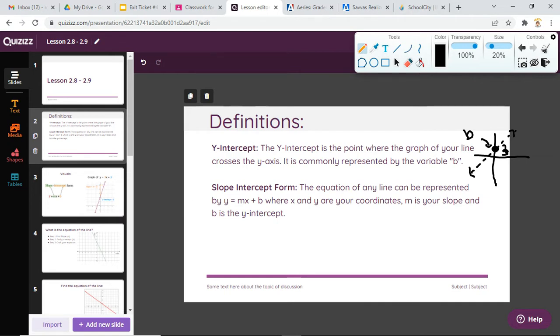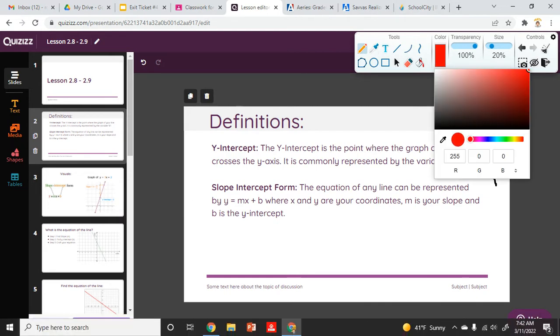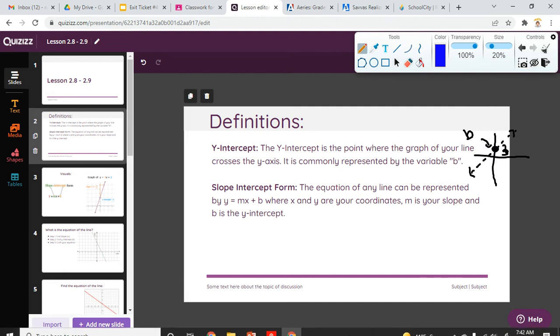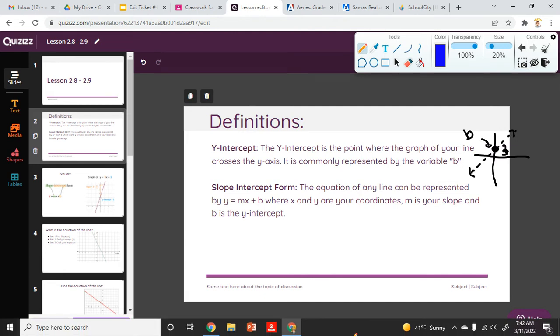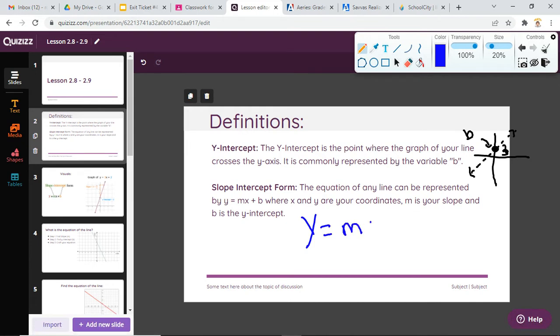Now the big concept today is slope-intercept form. The equation of any line can be represented by y is equal to mx plus b, where x and y are your coordinates, m is your slope, and b is the y-intercept.